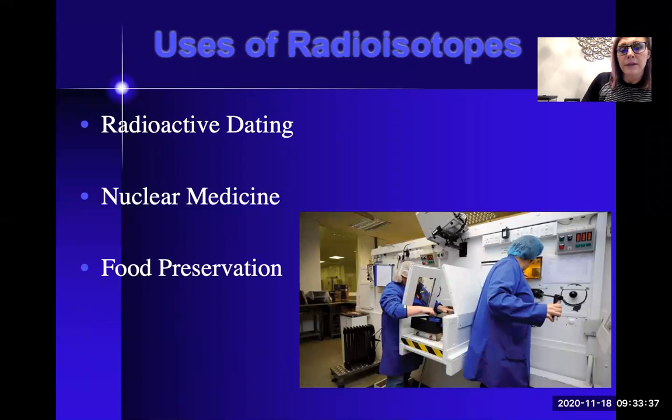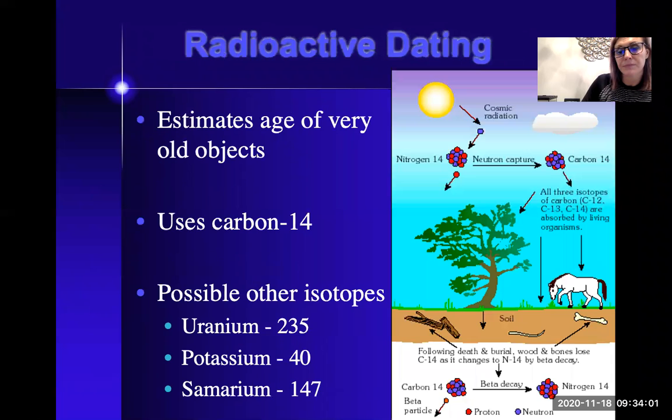So here are the uses of radioisotopes. You can use them in radioactive dating, so that if you want to tell how old a fossil is, or the time it takes. Radioisotopes are also used in nuclear medicine. Miss Flaherty, you can ask her about all her procedures. She's had a lot done with radioisotopes. And food preservation. Most of our food is preserved with radiation.